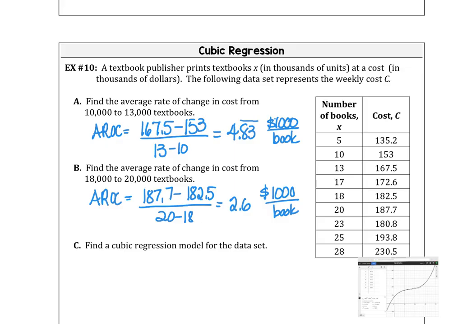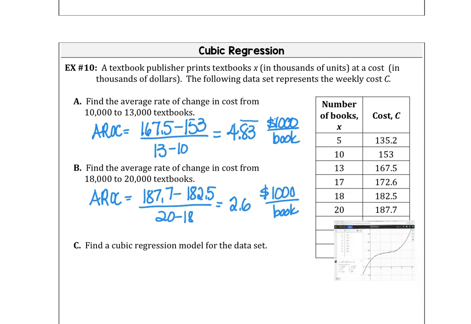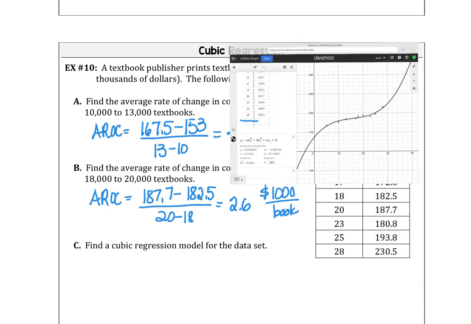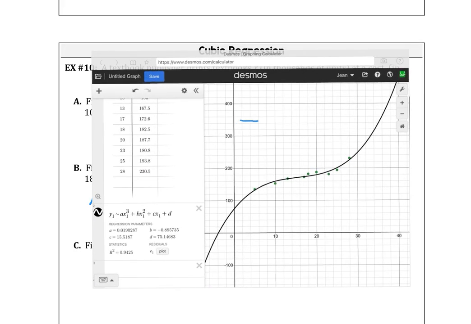For part C, we want to find a cubic regression model for the data set. I've already pre-worked that in my Desmos calculator. Pull this up. Here we're looking at the table, and in the second line, I've written the standard form for a cubic model: a x sub 1 cubed, b x sub 1 squared, c x sub 1, and then plus a constant. You can see our model has an r squared of about 0.9425. Here are our A, B, C, and D values.